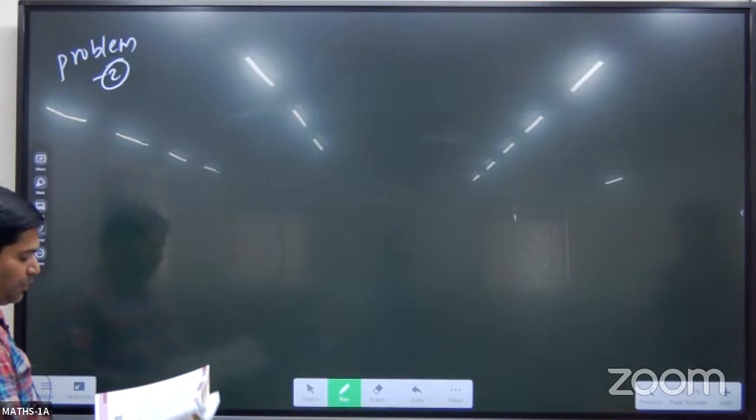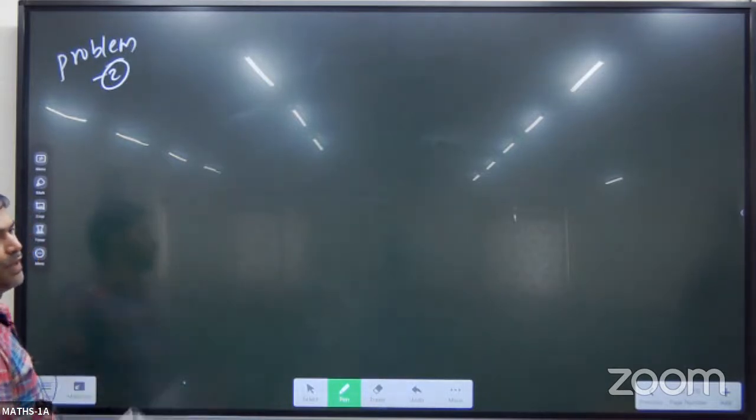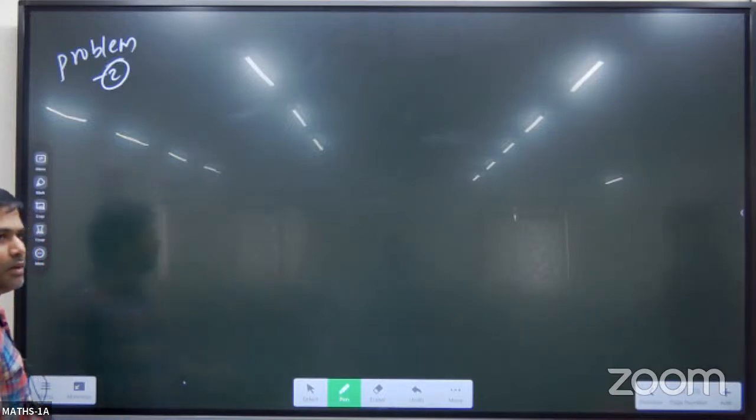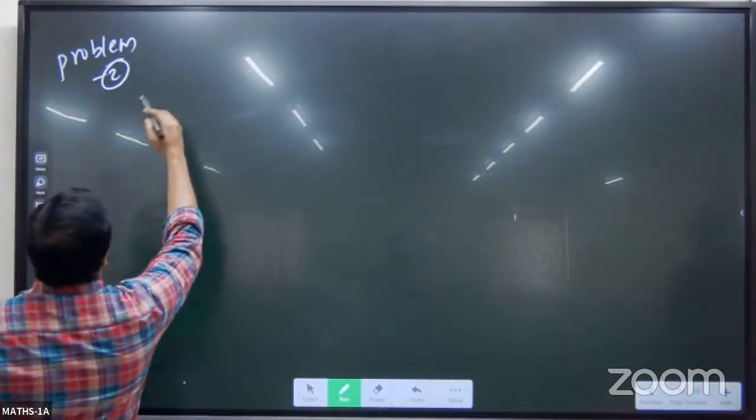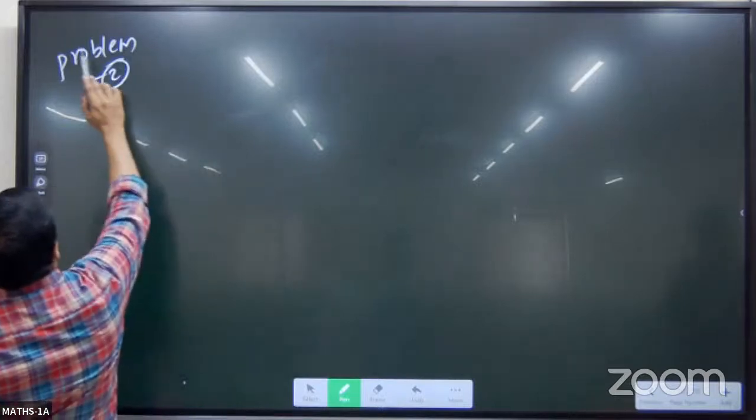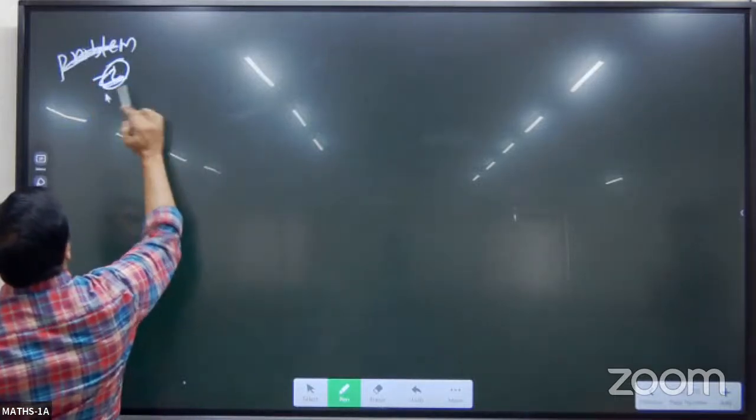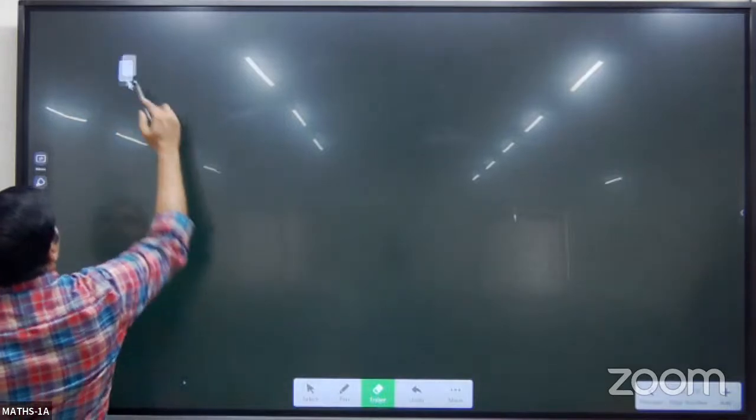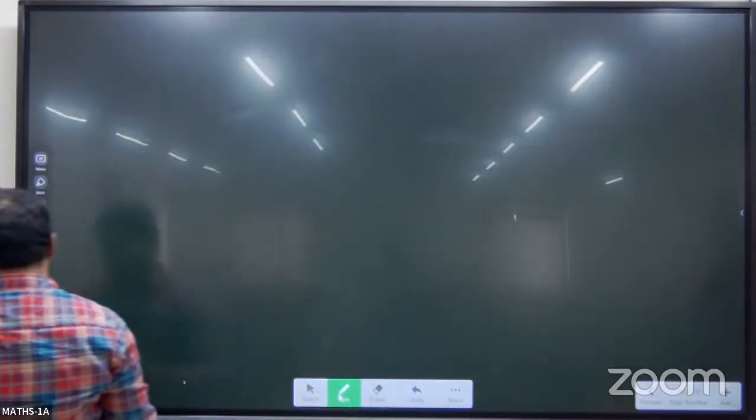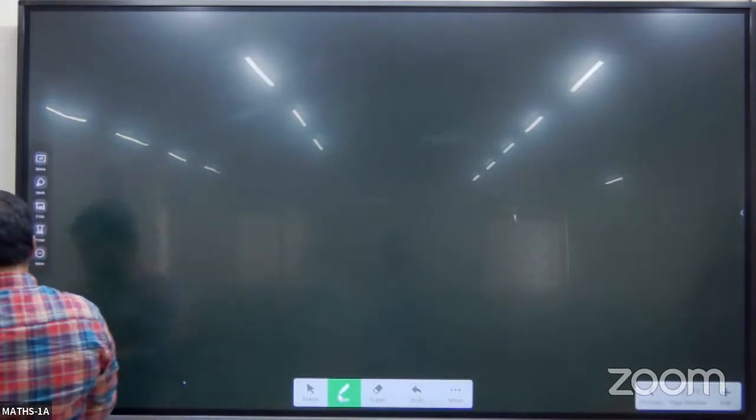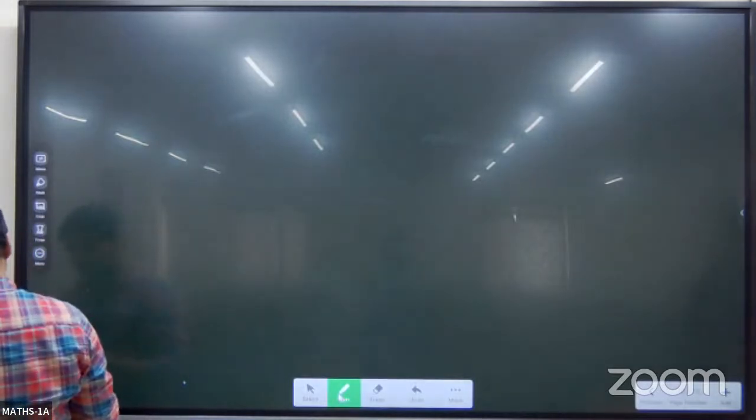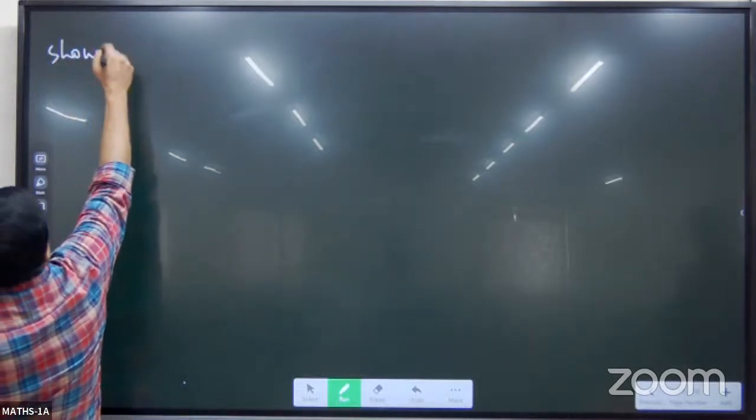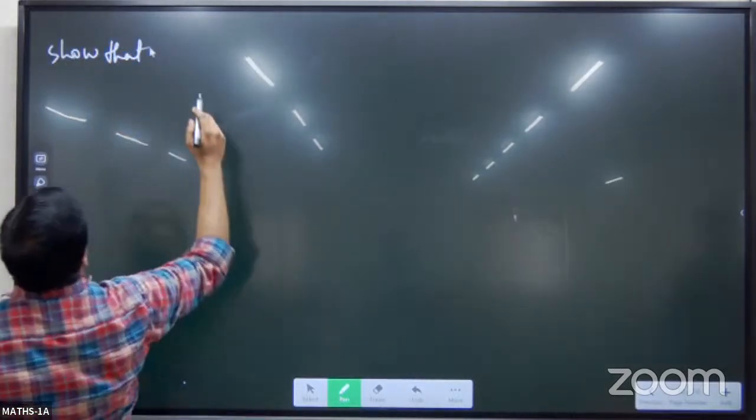So let us go for again few determinant sums which are very, very important from the exam point of view. Is it clear? Right. Okay then. Now, very important sum. It was asked so many times. Is it clear? Show that.